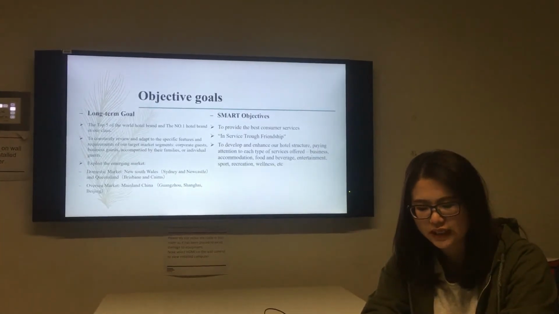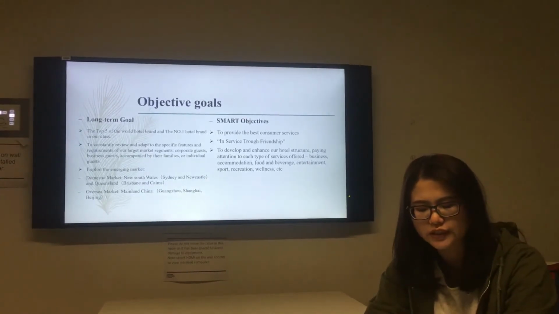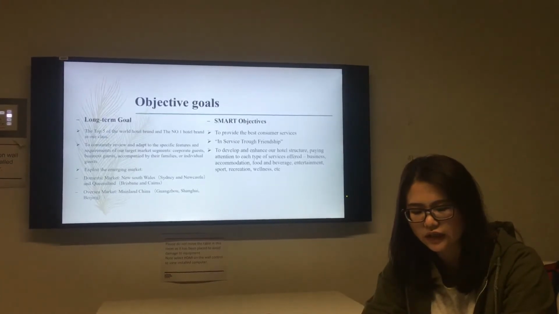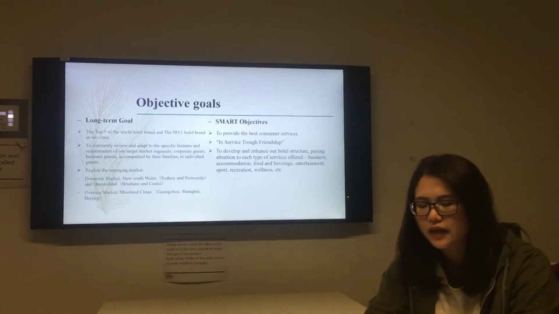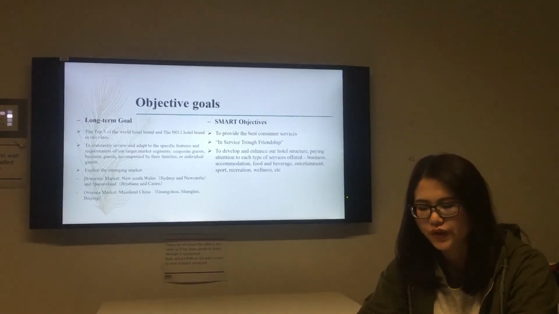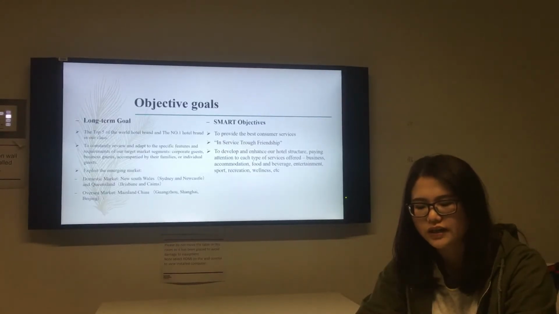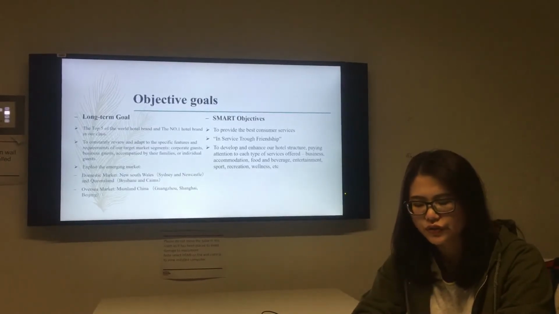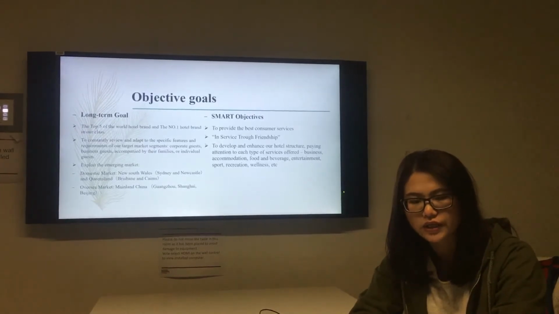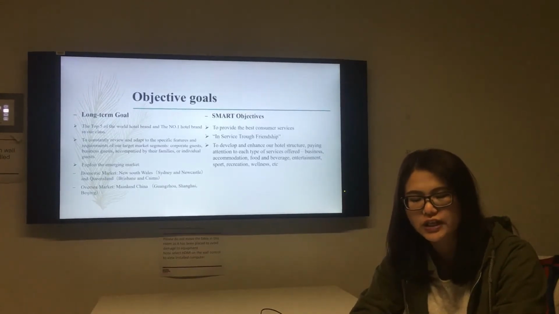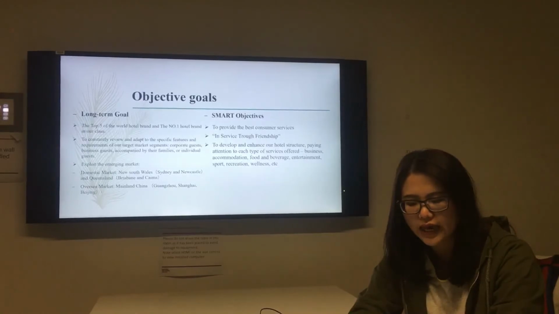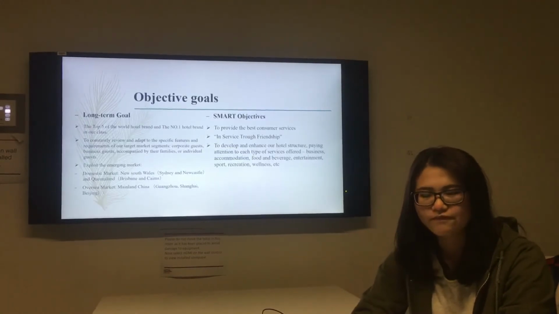And for our domestic market, we are going to include some areas like New South Wales, Sydney, Newcastle, and Queensland. Our smart objectives have 3 major parts. The first one is to provide the best customer service, as we always do, and develop and enhance our hotel's culture, paying attention to each type of service offered, including business, accommodation, food and beverage, entertainment, sport, and wellness.